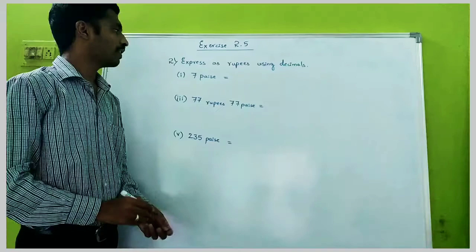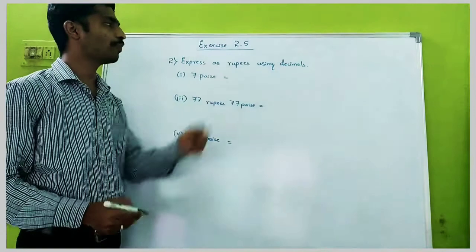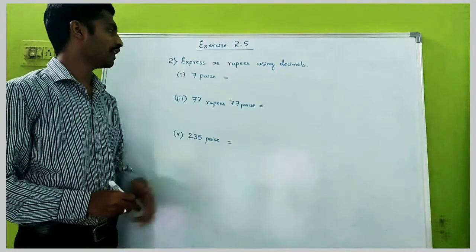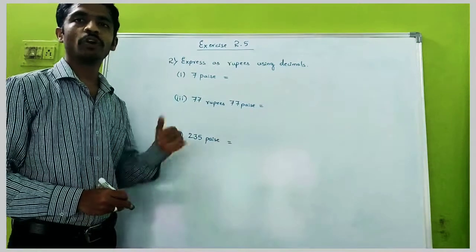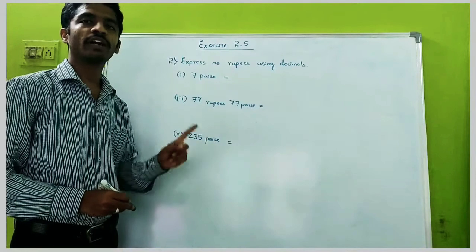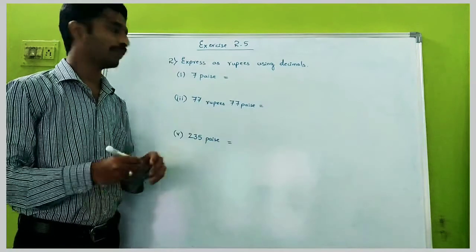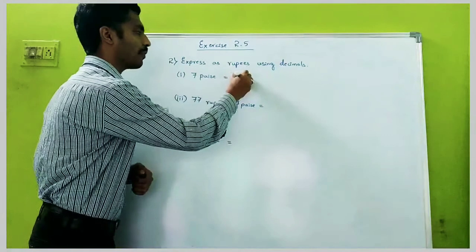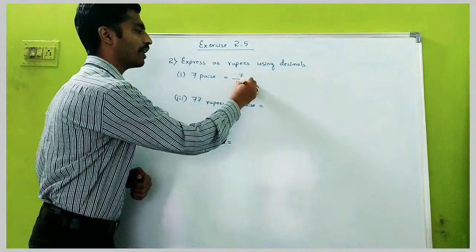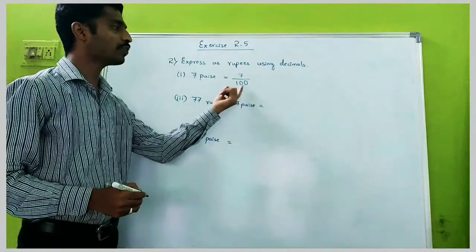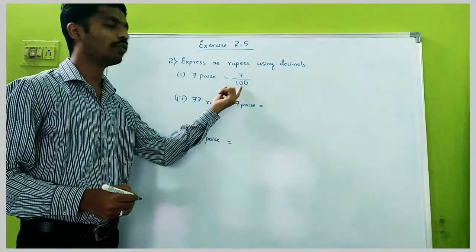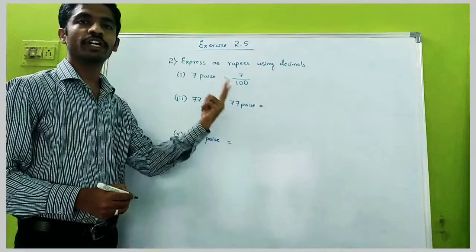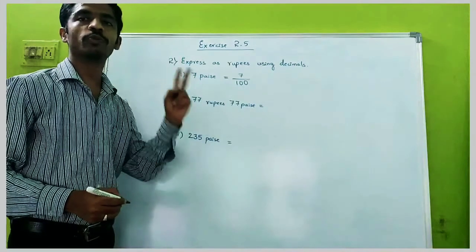Second question, here we have to express as rupees using the decimal. Here they gave 7 paise. How many paise give us 1 rupee? 100 paise give us 1 rupee. It means we have to divide this 7 by 100. So 7 by 100. After how many numbers do we have to put the point now? How many zeros are here? 2 zeros. It means after 2 numbers we have to put the point.